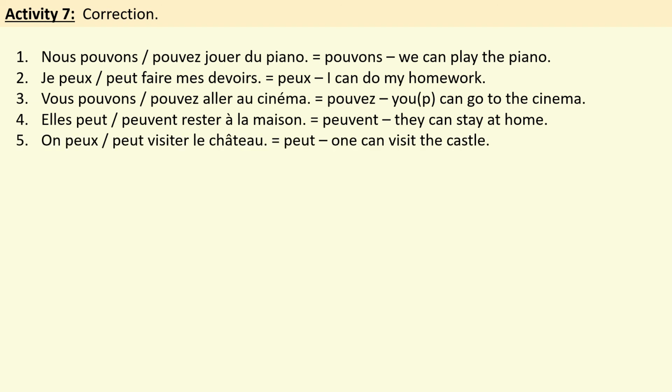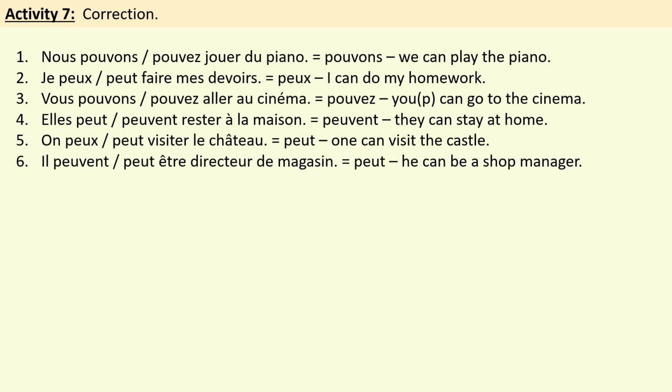5. On peut, ending in a T, visiter le château. I can visit the castle. Or you can visit the castle. 6. Il peut être directeur de magasin. He can be a shop manager. Give yourself a tick for each correct answer. Take correction of the ones you didn't get right. And then press play again to carry on with the lesson.